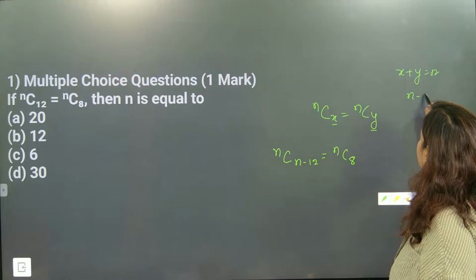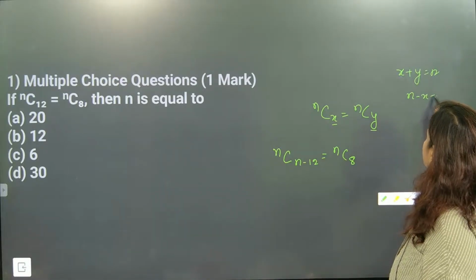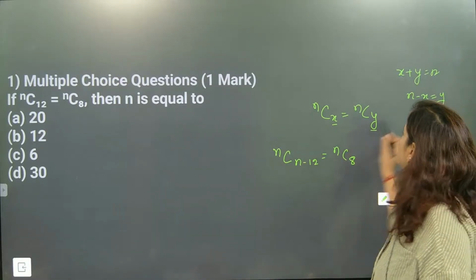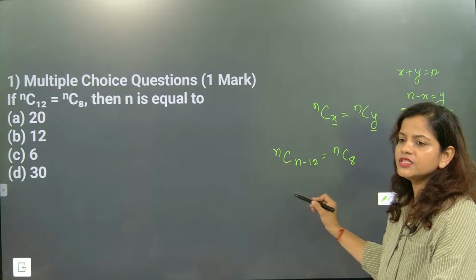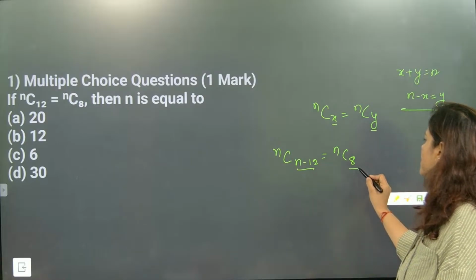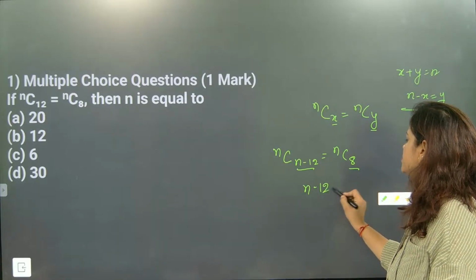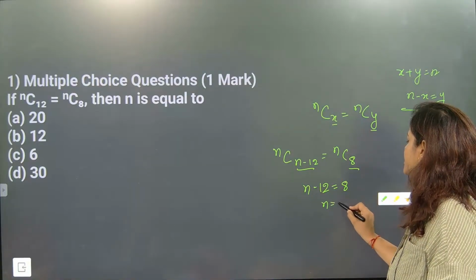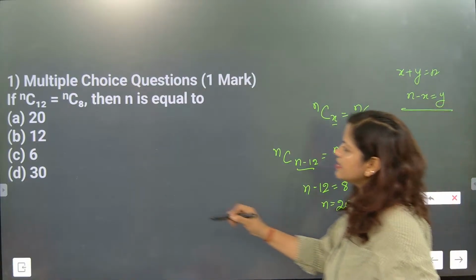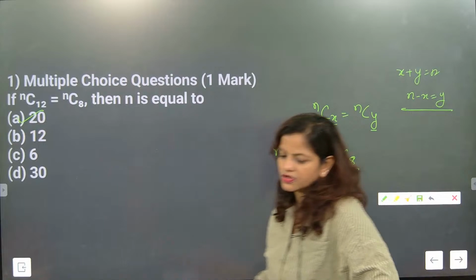So n - x = y. Based on this content only. Nishika, look here. n - 12 = 8, so n is coming as 20, beta. So the correct answer is absolutely A. This is based on the formula.